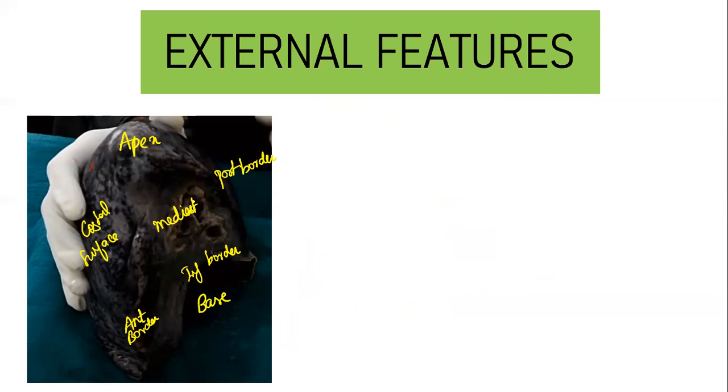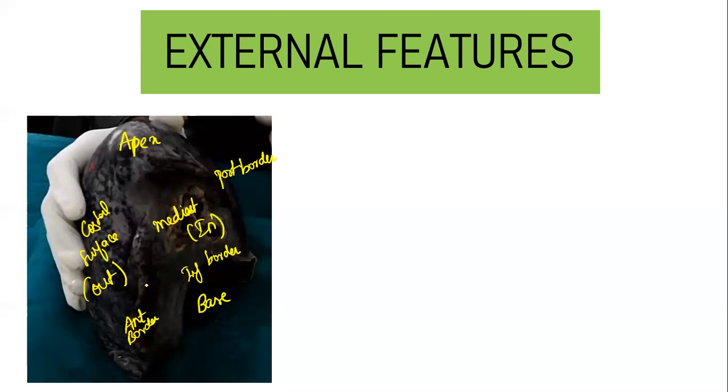So when they ask you to identify, how will you identify? Apex should point upwards, and the base should face downwards. We all know that. Then the costal surface should be directed outwards. This is a very important point that will help you understand whether it is the right lung or left lung. See, the costal surface here is facing outside in the rightward direction. So this is the image of the right lung. So the costal surface should face outward, the mediastinal surface should face inward, the apex should face upwards, and the base should face downward.